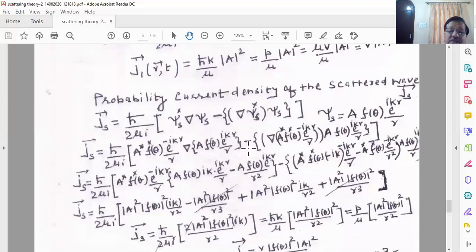Now there is a minus sign here, so you can see there is a minus sign. Look at this opening curly bracket. Now your opening bracket is here.